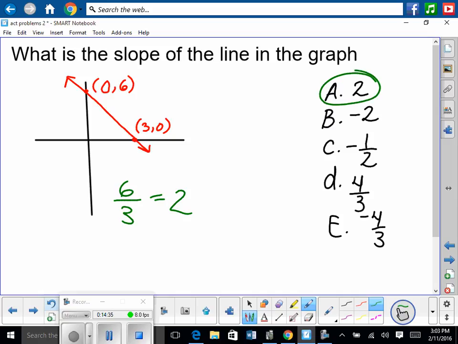But was it negative? Yeah. See, we just messed it up and missed it on the ACT. Shame on us. Shame on me. It's a negative slope, right? Yeah. So it would have been negative 2.